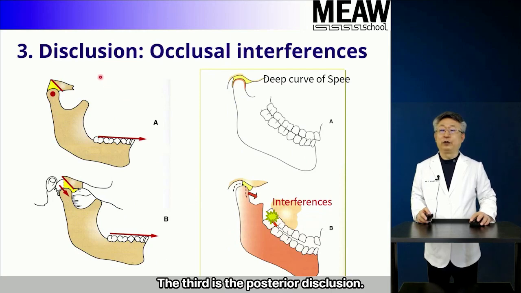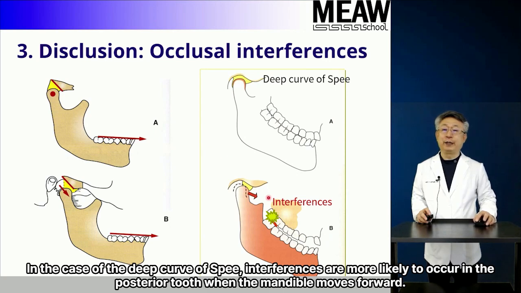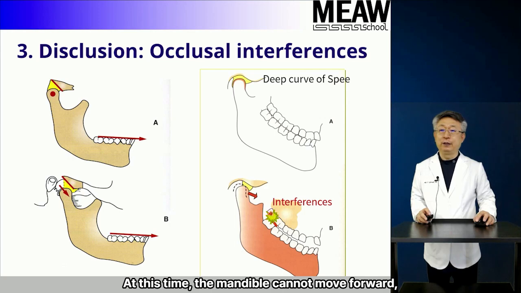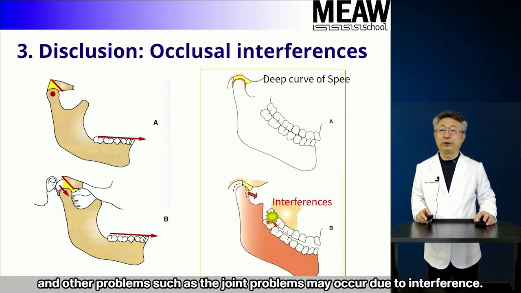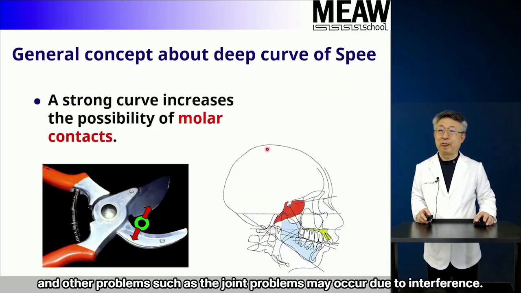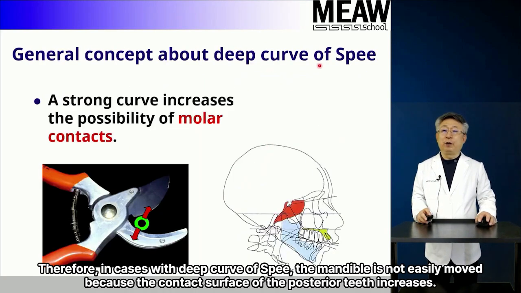The third is the posterior disclusion. The mandible must be able to move freely. In the case of a deep curve of Spee, interferences are more likely to occur in the posterior teeth when the mandible moves forward. At this time, the mandible cannot move forward. And other problems such as joint problems may occur due to interference. Therefore, in cases with a deep curve of Spee, the mandible is not easily moved because the contact surface of the posterior teeth increases.